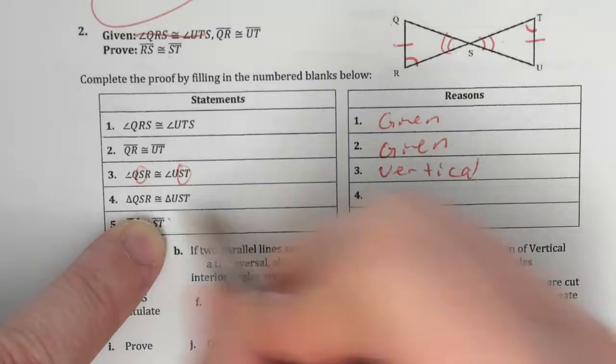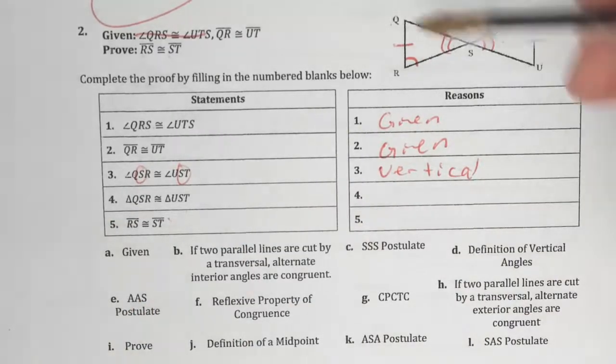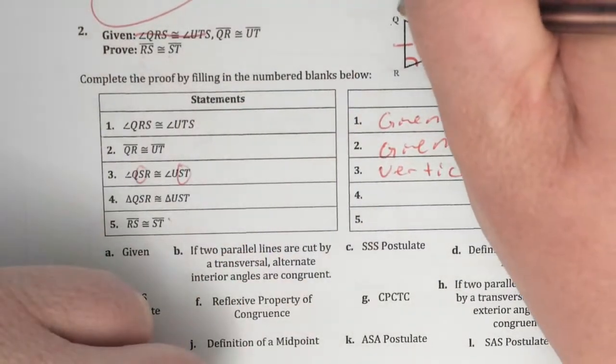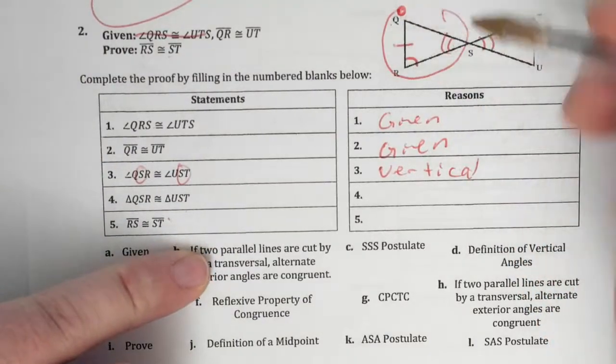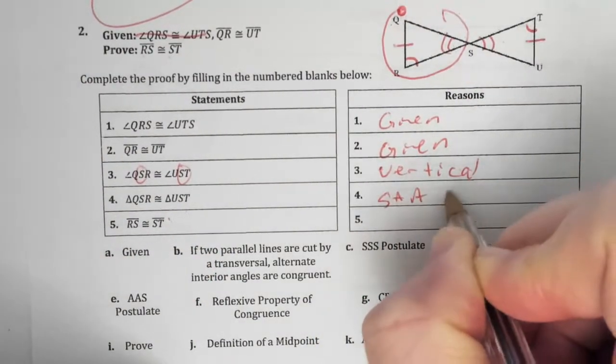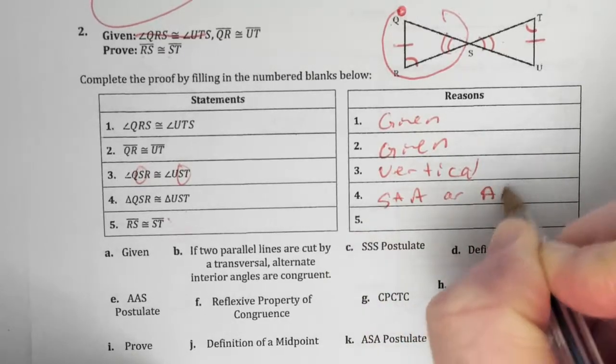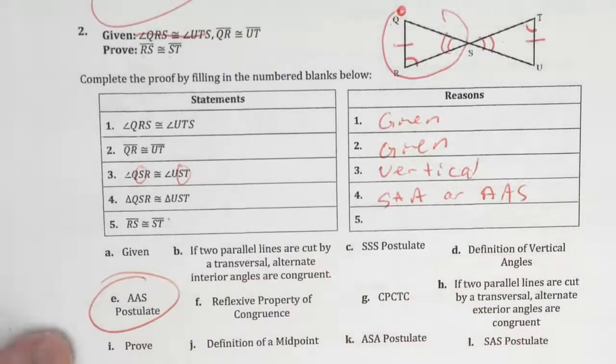Now, why would these two triangles be congruent? So what do you have more of, angles or sides? Angles. So start here, go in a circle, and we get side angle angle. Side angle angle, or you guys could say angle angle side. So in this case, they said angle angle side.